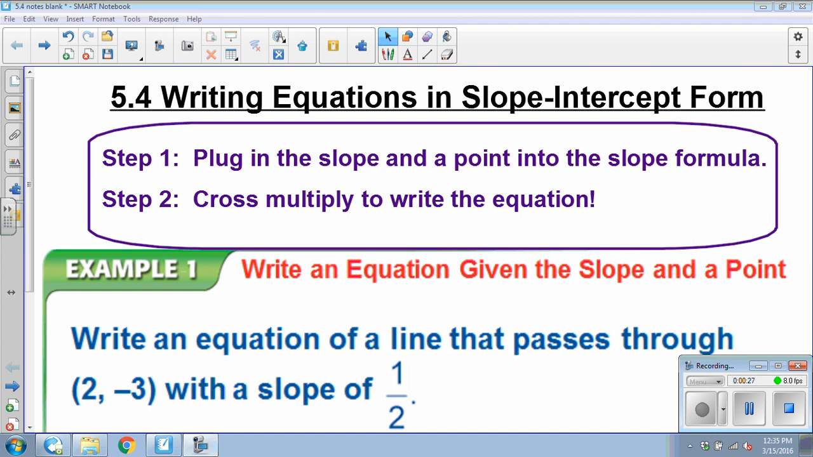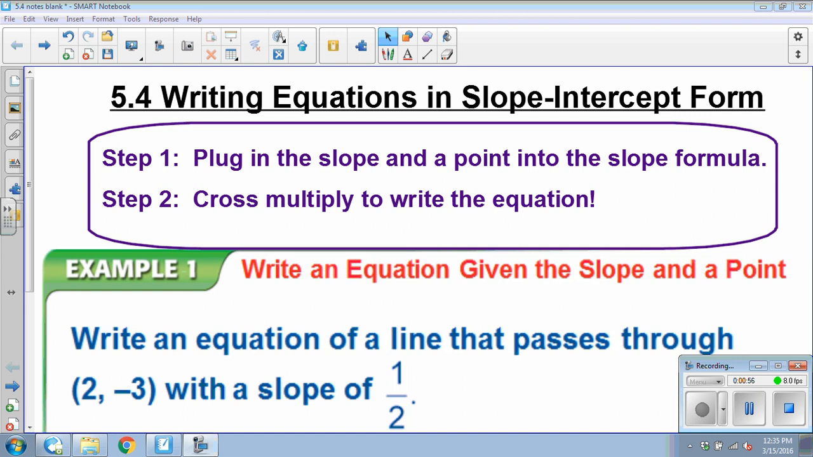If you have 1 point and if you have the slope, you plug that into your slope formula, cross multiply, and write the equation. The equation will write itself for you. All you have to do is rearrange it to get y equals. So, we're going to write the equation of a line that passes through the point negative 2, 3. See, they gave me a point. They gave me a point. Negative 2, 3, and they gave me the slope.